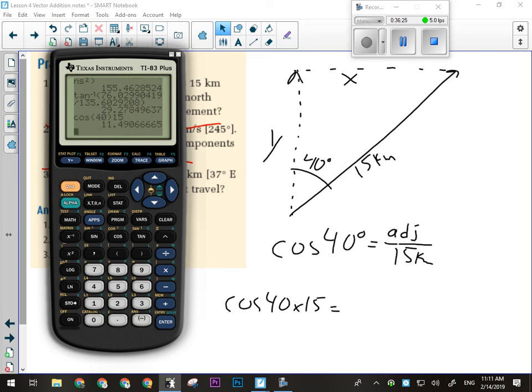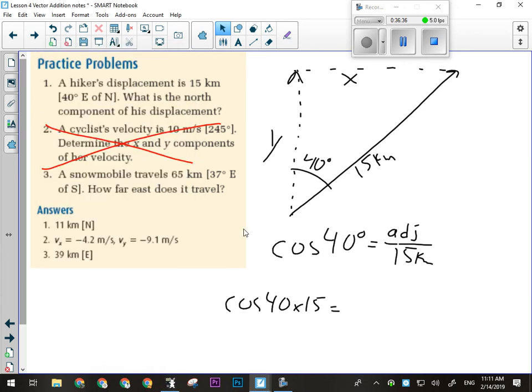All right, so it says they go 11 kilometers north. Because there's only two significant figures in that question, our final answer would be 11 kilometers north. This is what they got there. That's all I had to do for that question. It was just asking, can you find the y component of this vector? That's all.